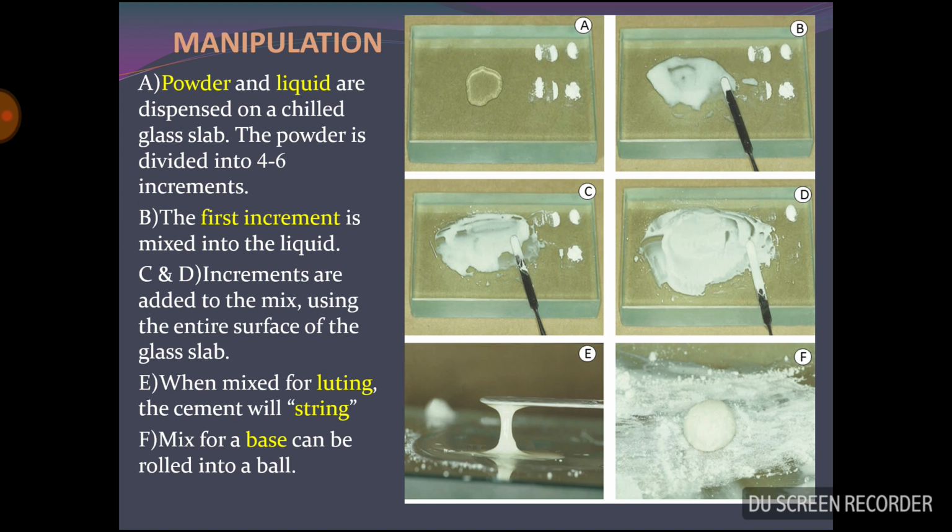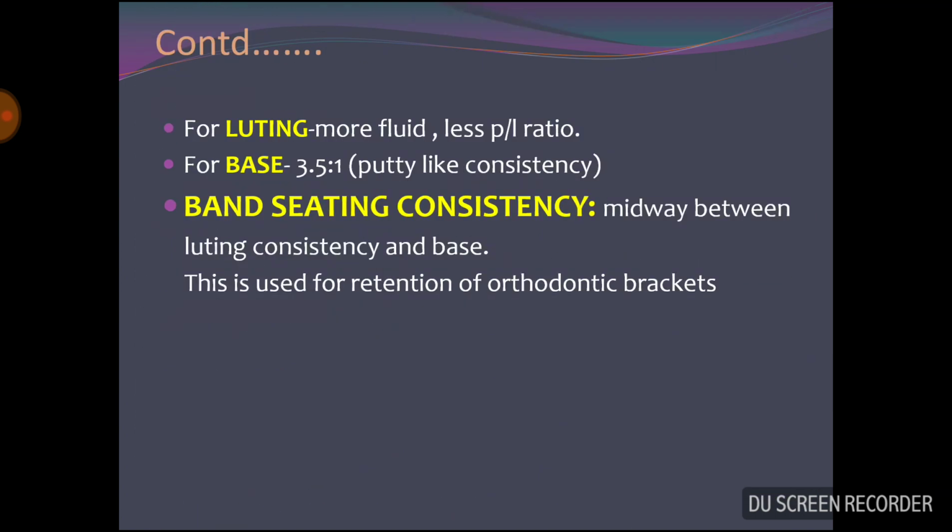When mixed for luting, the cement will shrink, and when it is used for base, it can be rolled into a ball. A proper luting consistency has a lower powder to liquid ratio and is obtained when the mix is fluid yet springs up from the glass slab 2 to 3 centimeters as the spatula is lifted from the freshly mixed cement. For the base, it is a higher powder to liquid ratio, that is 3.5:1, which has a consistency like heavy putty.